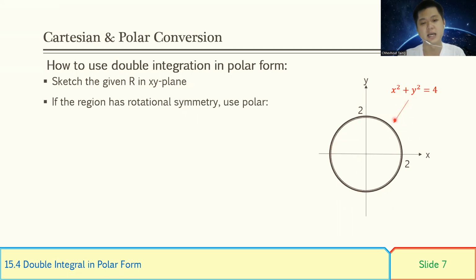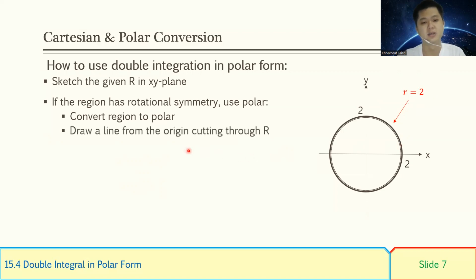So if you decide that you want to use polar, how are you going to use it? First thing first, you have to convert the region to polar. So you have to convert x squared plus y squared equals 4 into its polar form. We know that x squared plus y squared is r squared. So r squared equals 4, r equals 2. Next thing, you will have to find the limits of integration in terms of r and theta. In order to do that, you should draw a line from the origin cutting through the R, something like this.